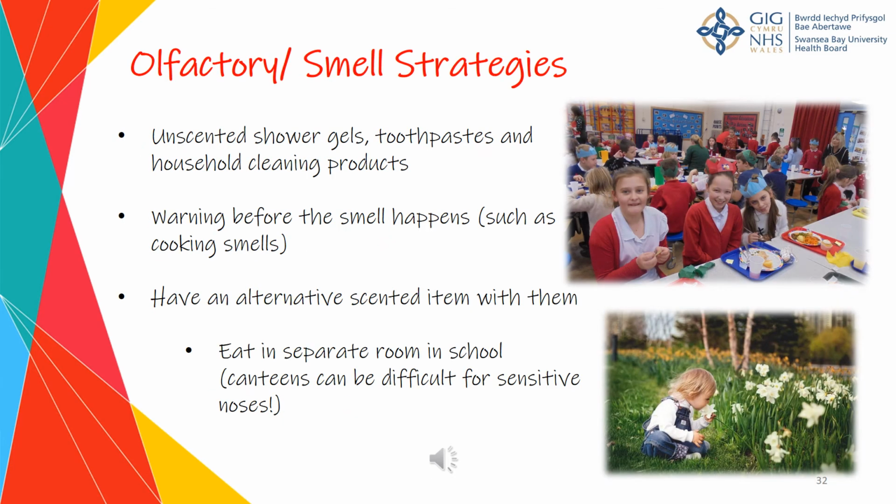If a child is sensitive to smells, this can feel like a really difficult thing for us to help with, but there are basic little things that we can do to help. For example, you can now get unscented shower gels, toothpaste and household cleaning products. If we can warn a child before the smell happens, for example, if you're going to cook something that you know they dislike the smell of, giving them plenty of warning and preparation can help with this. If a child can carry an alternative scented item with them, for example, their favourite scent on a tissue, this can really help them throughout the day.